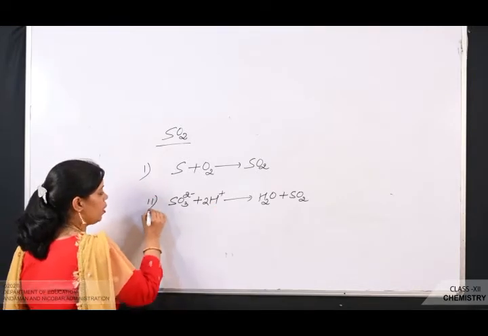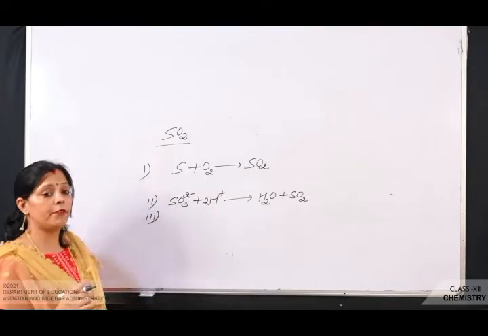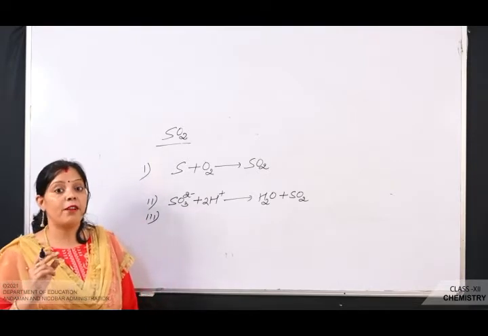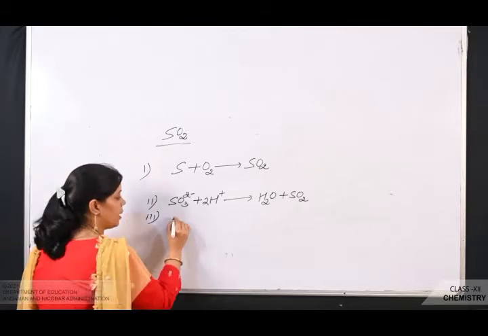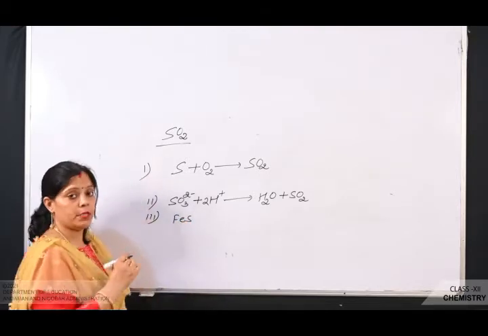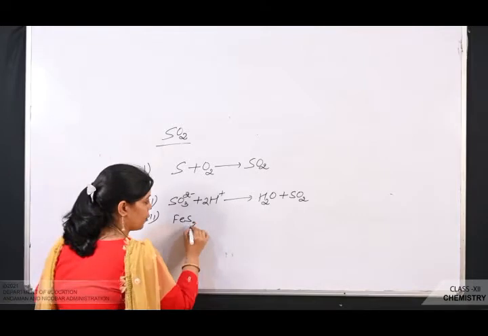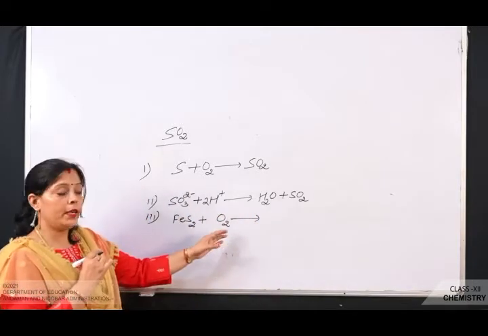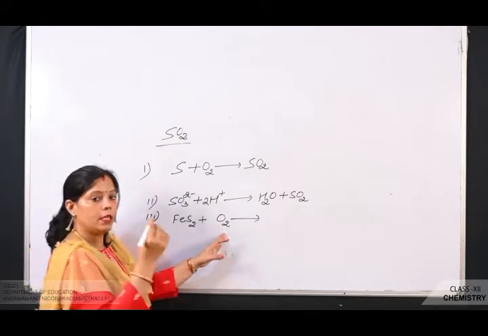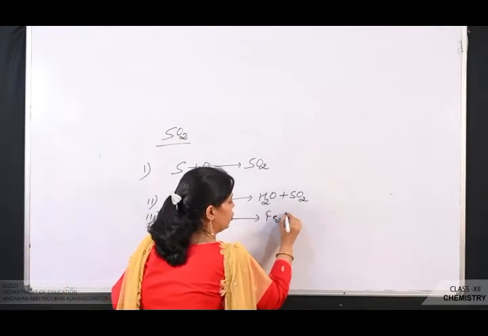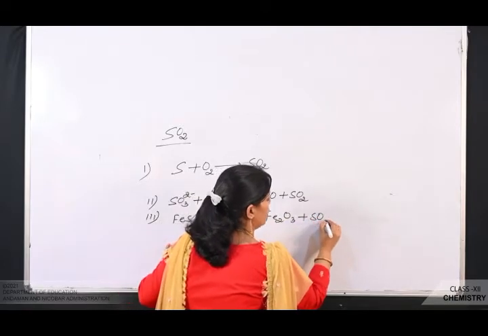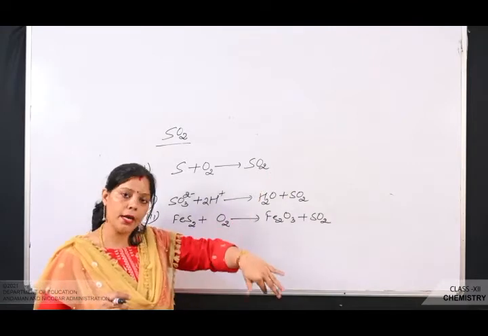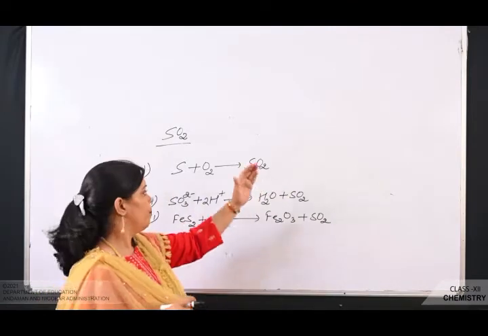Second is industrially, on the large scale. Sulfur dioxide is prepared as a byproduct of roasting of sulfide ores. Sulfide ores, for example FeS2. Roasting means heating in the presence of oxygen. When it is heated in the presence of oxygen, it gives Fe2O3 along with the liberation of sulfur dioxide. So children, sulfur dioxide can again be converted into sulfur trioxide when it combines with oxygen.